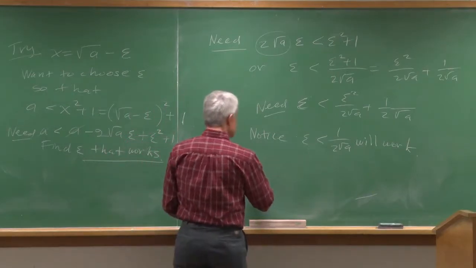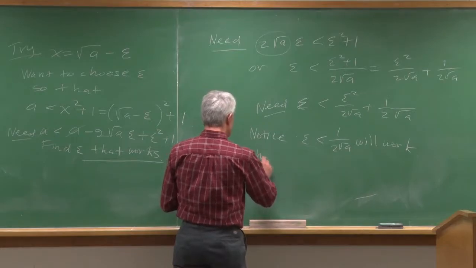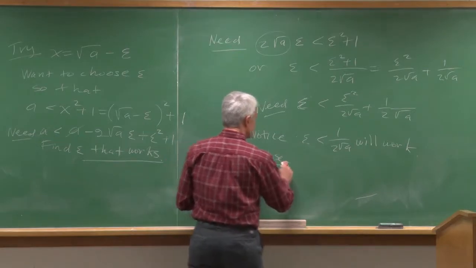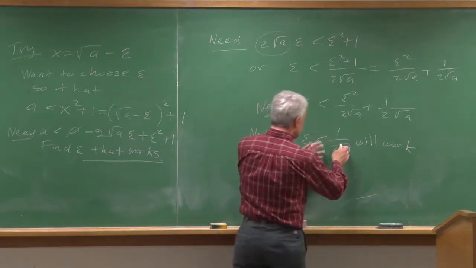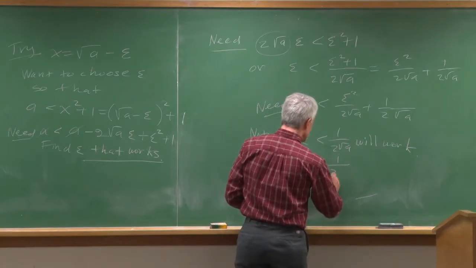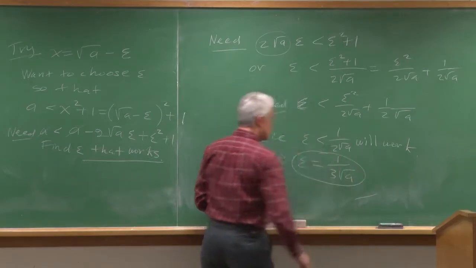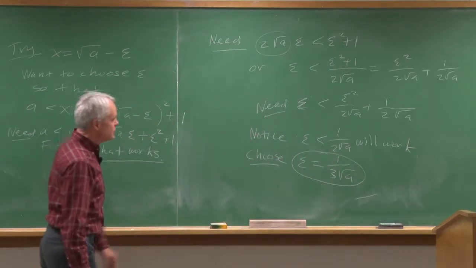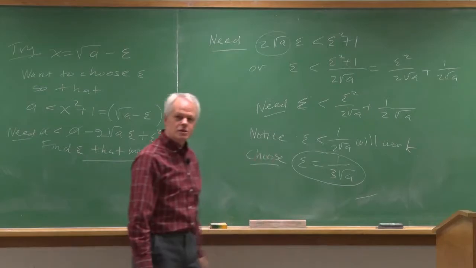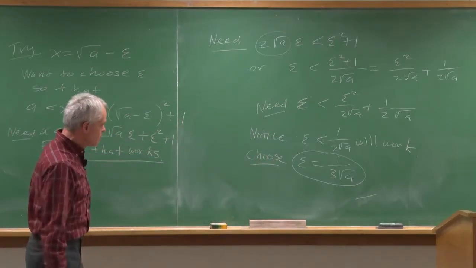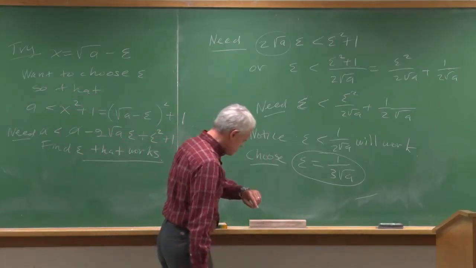And so let me say more specifically how I'm going to choose the epsilon. I want it to be less than that. So let me say I'm going to choose it to be specifically this. Okay. Because that will be less than that. Okay, make the denominator a little bigger. Good? Okay.